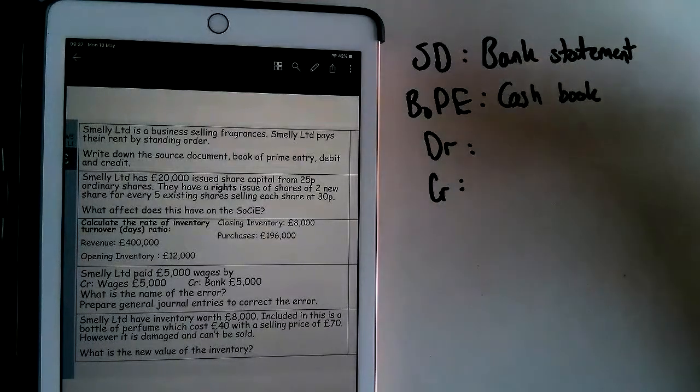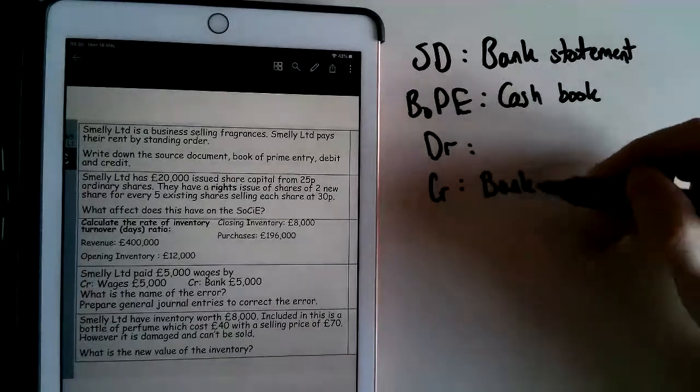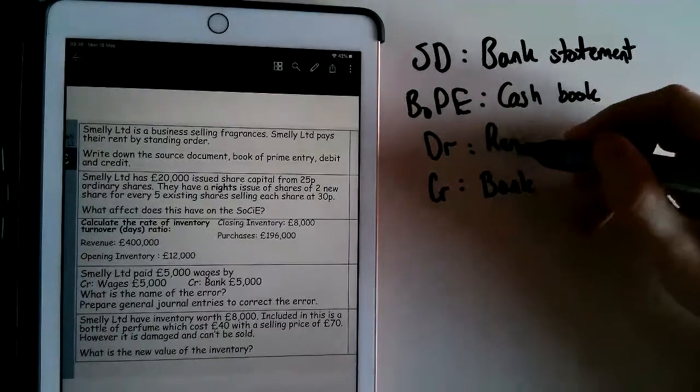Well, let's think about the bank. That's probably easier. So bank is money going out of the bank, so it's a credit, and also rent is an expense, so that's a debit.